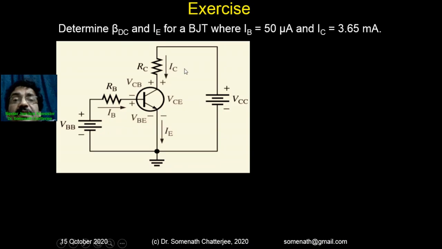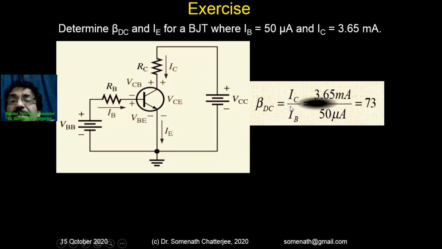So how can we find out beta DC? It is very easy, IC by IB. IC is given, IB is given, so you can easily find beta. There is not a big problem in finding beta DC, okay. And it is 73. We already know that the beta value will vary from 50 to 500, okay.